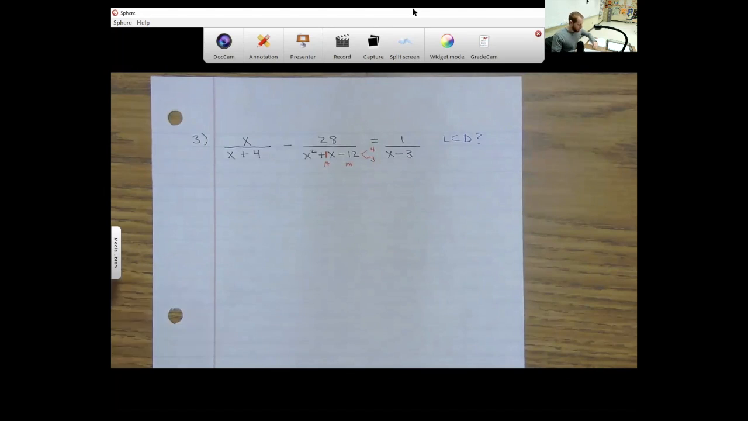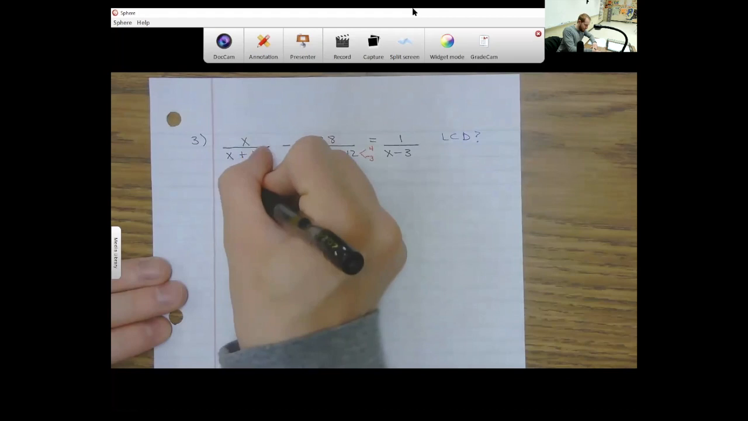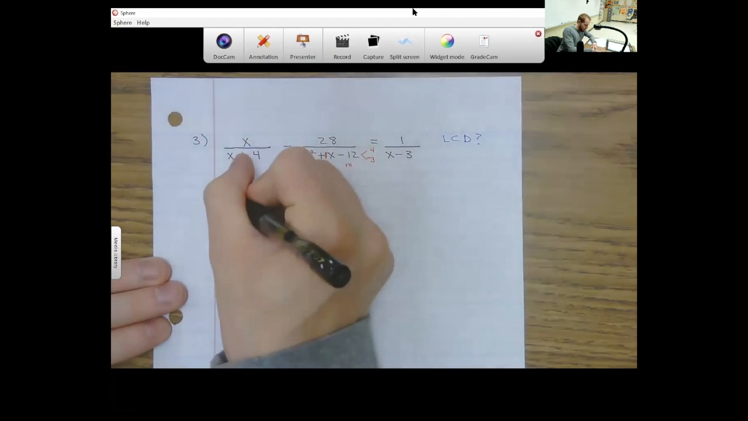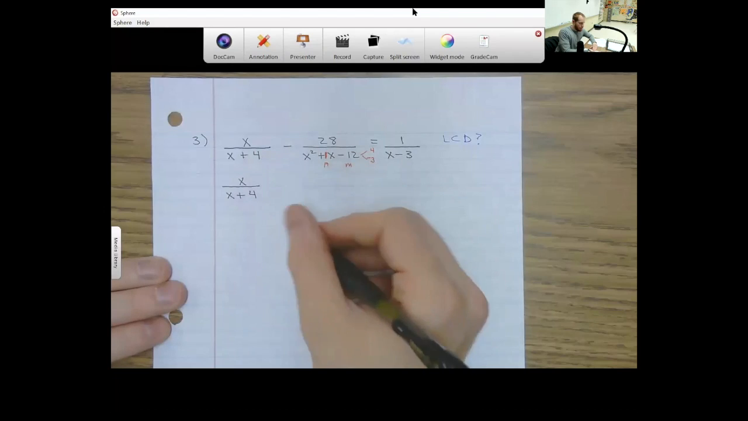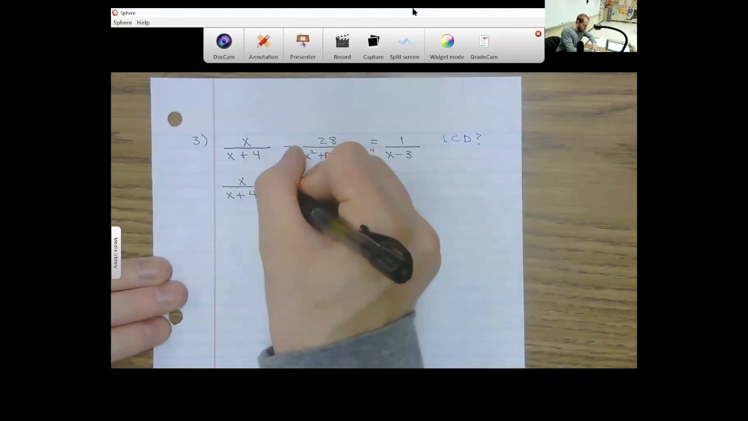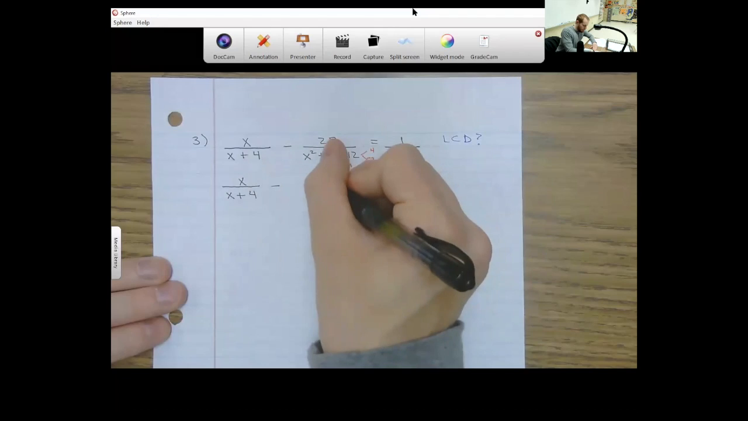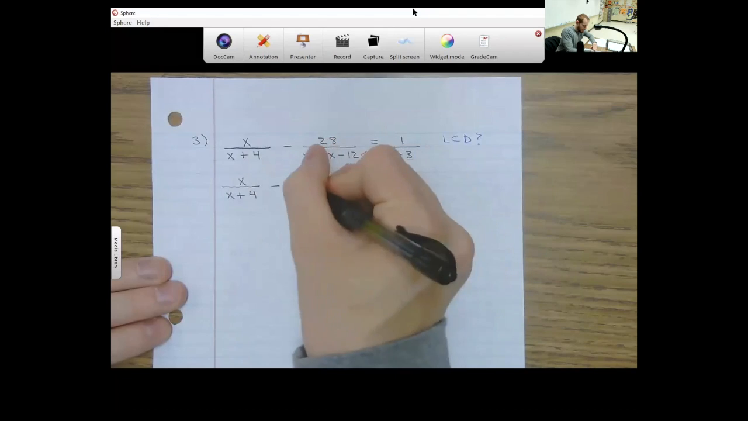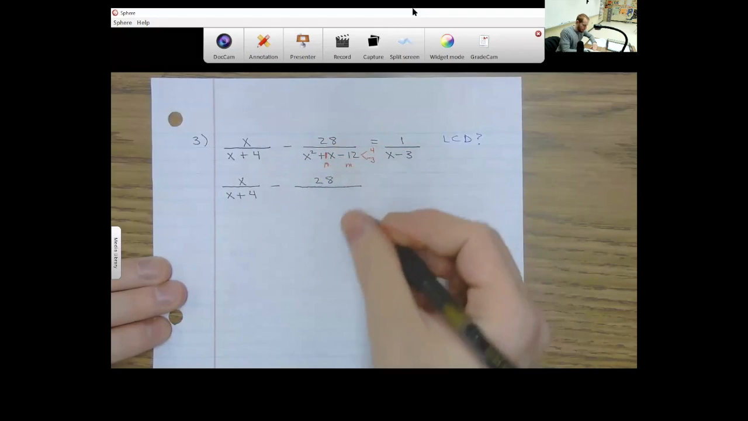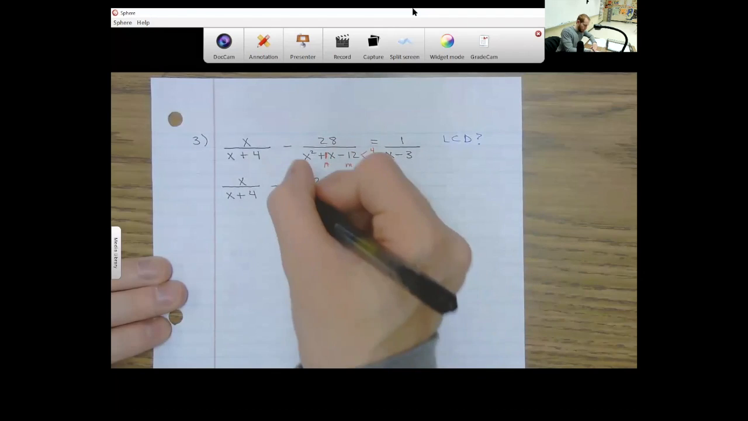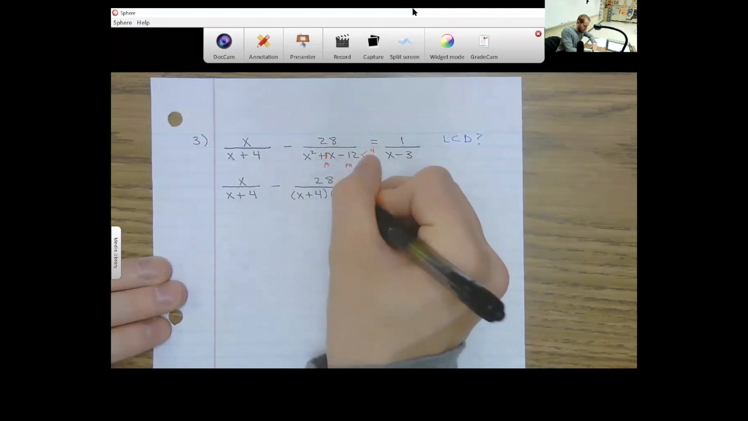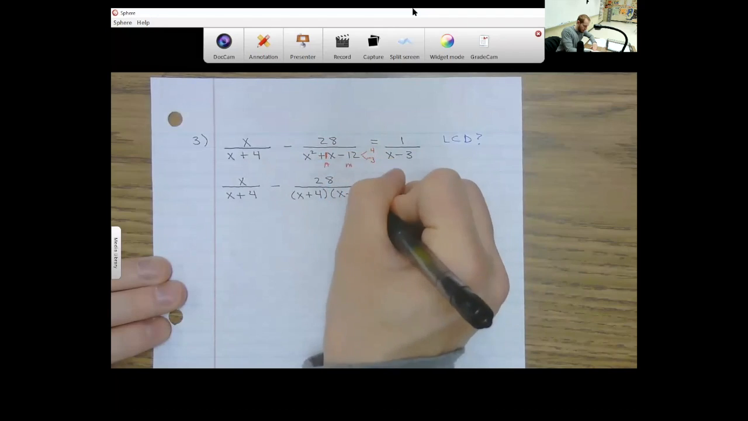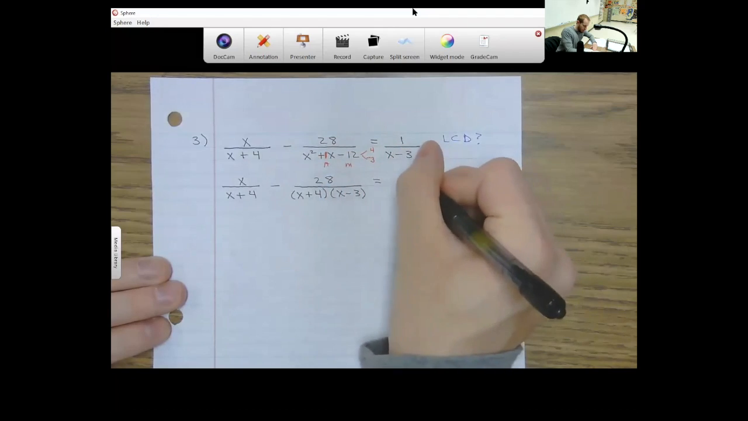Okay, so the first fraction stays the same. It's not going to change yet. And the next fraction is going to be the same on the top, but the denominator can be factored as x plus 4, x minus 3. And then this fraction stays the same for now.